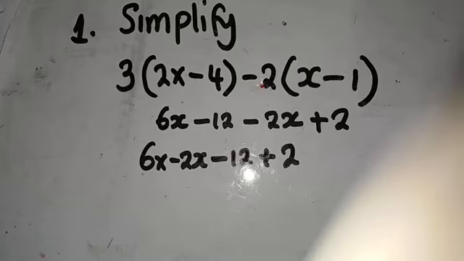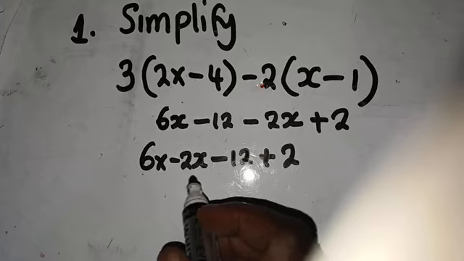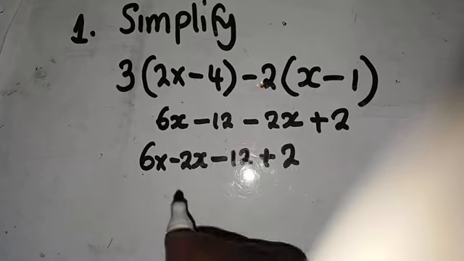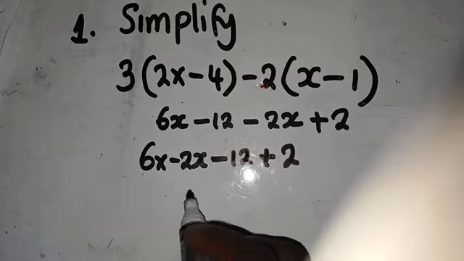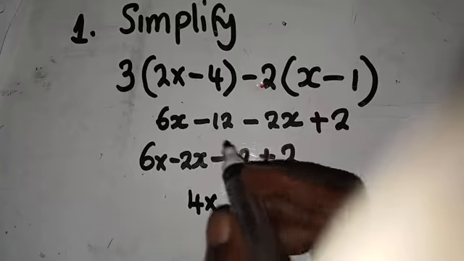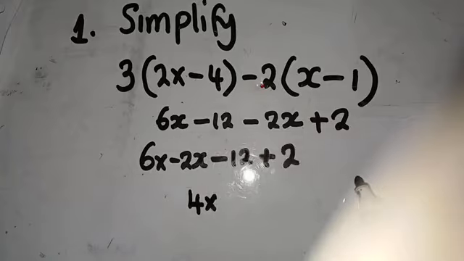At this point now, we ought to simplify these ones here. 6x minus 2x, what are we going to have? This is going to give us 4x. Now, look at this now here. Look at this, what we have.